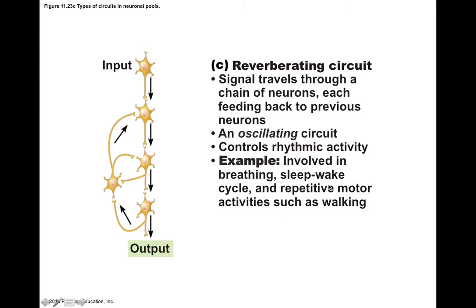There's a sleep-wake rhythm. We have breathing rhythms. There's also repetitive motor activities like walking. We also have neurons in our brain that help keep time, and they do this by generating a certain rhythm of action potentials, which gives us a sense of how much time has passed. So these reverberations create frequencies and oscillating circuits that allow for rhythm generation.